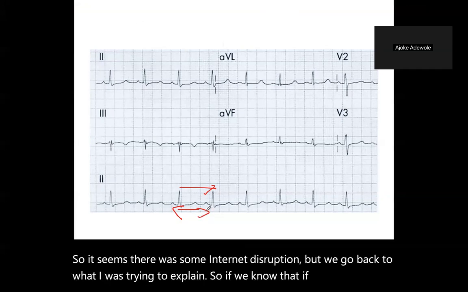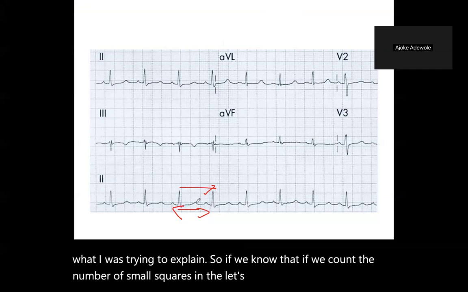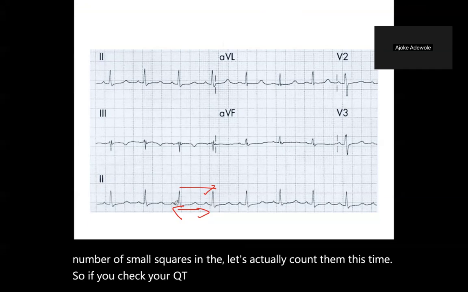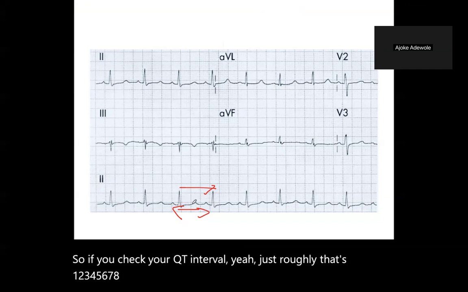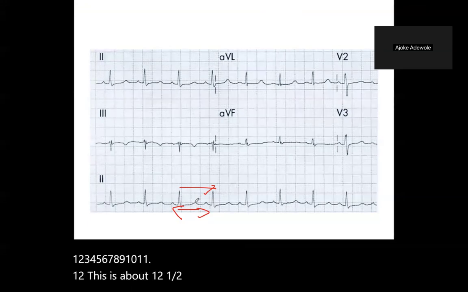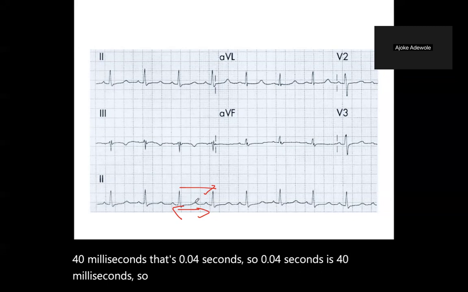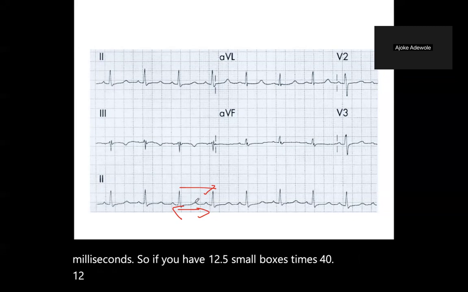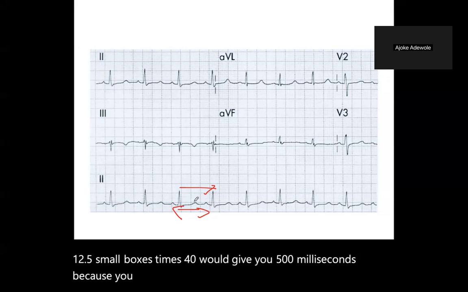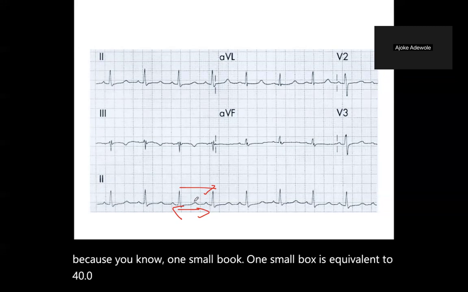So if we count the number of small squares, let's actually count them this time. If you check your QT interval here, roughly that's 1, 2, 3, 4, 5, 6, 7, 8, 9, 10, 11, 12. This is about 12 and a half small boxes. If one small box is 0.04 seconds, which is 40 milliseconds, then 12.5 small boxes times 40 would give you 500 milliseconds.